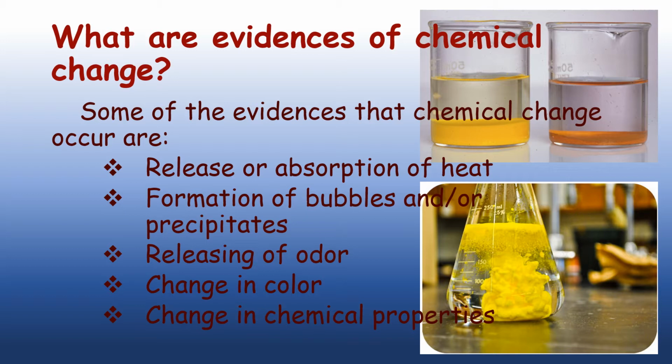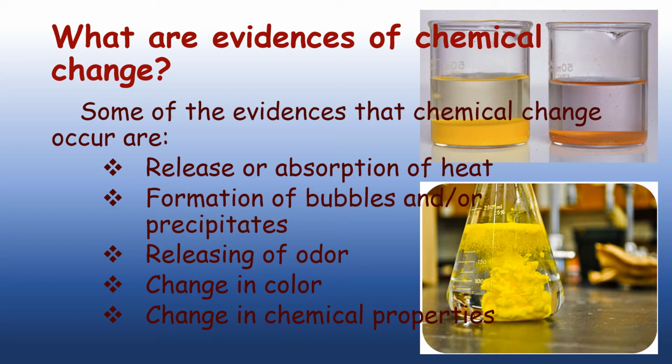Even if you mix together liquid substances, at the end of mixing, you get a solid substance at the bottom of your container. The third one is the release of odor. The fourth one is the change in color, even though for example, you mixed clear liquids, but when you mix them together, the color of the mixture changed to either pink or yellow or blue.